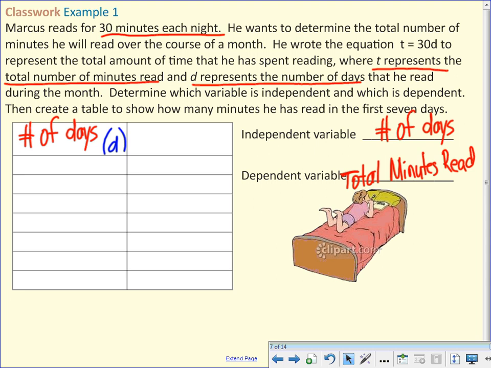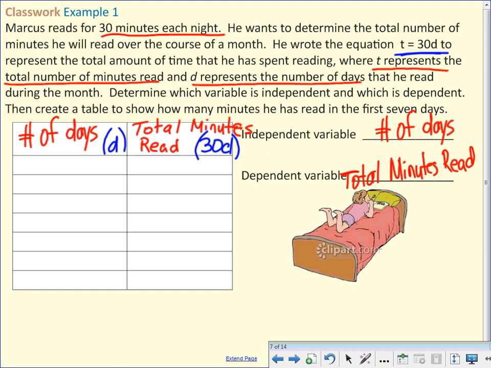So that means the dependent variable is total minutes read. Let's think of it in terms of an expression. I could say M for minutes, but how am I going to determine what that is? I could say T for time, but what does that time equal? 30. 30 what? It's not always 30 minutes. T equals 30 times the number of days, because it's 30 minutes per day.